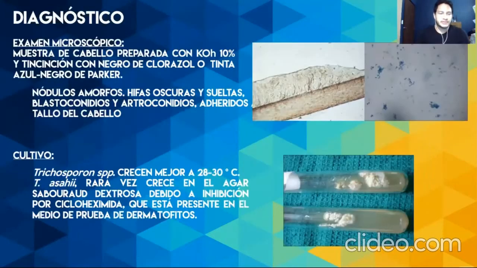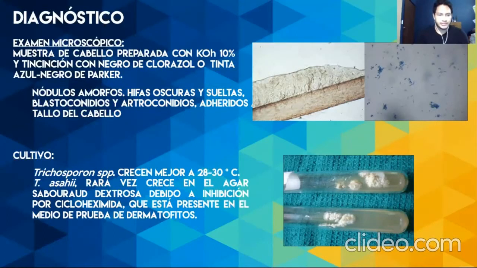On the diagnosis, the microscopic examination is done with a hair sample prepared with 10% potassium hydroxide and a fungal stain that can be black chlorazol or blue-black Parker ink. The nodules we see here are amorphous. The hyphae are pigmented and they are very loose. Blastoconidia and arthroconidia are attached to the hair shaft.